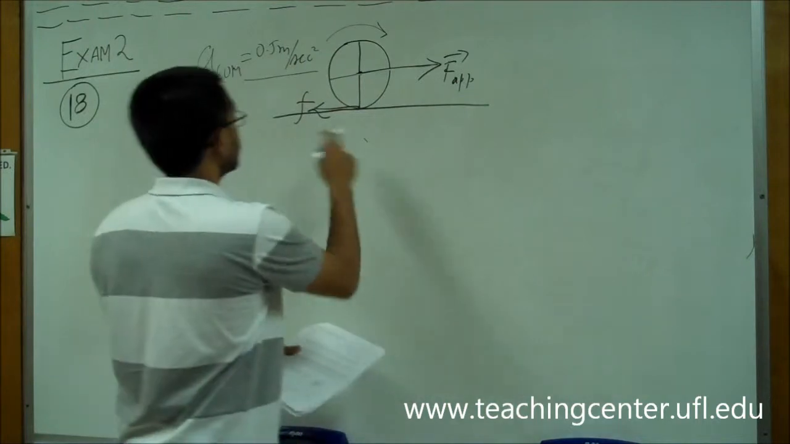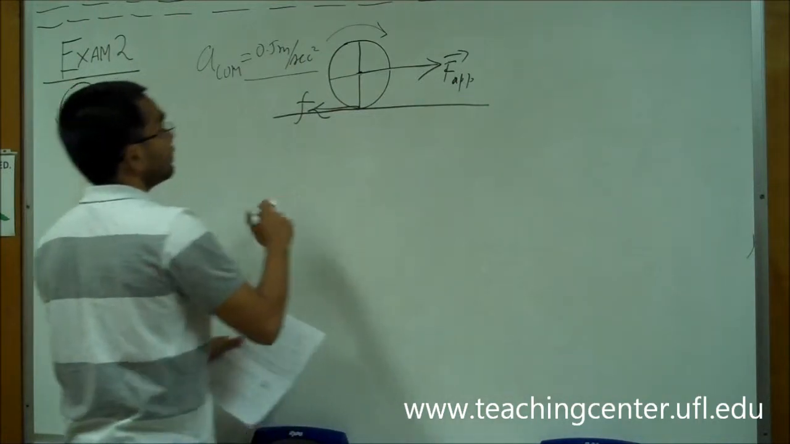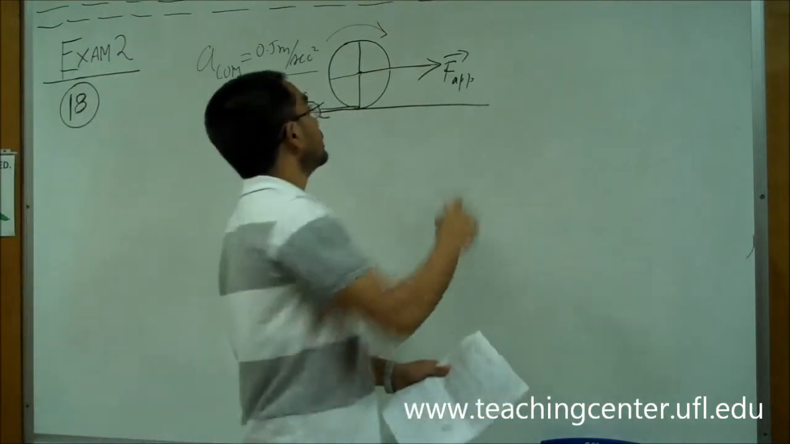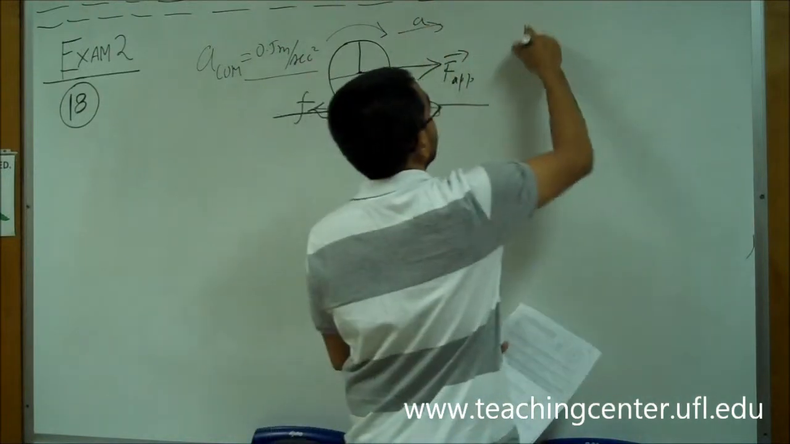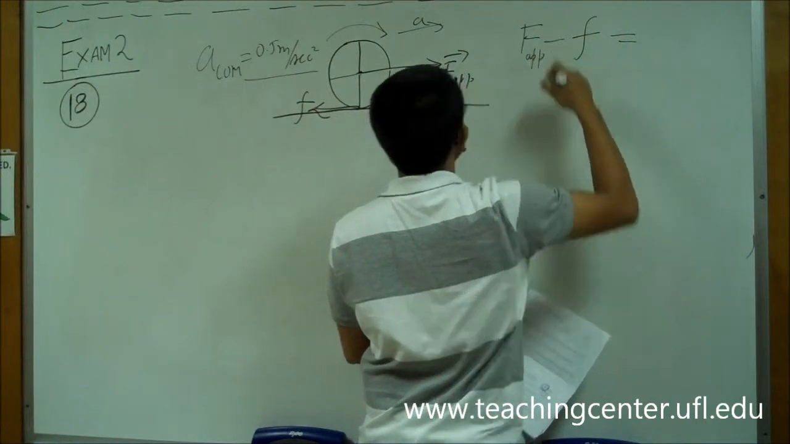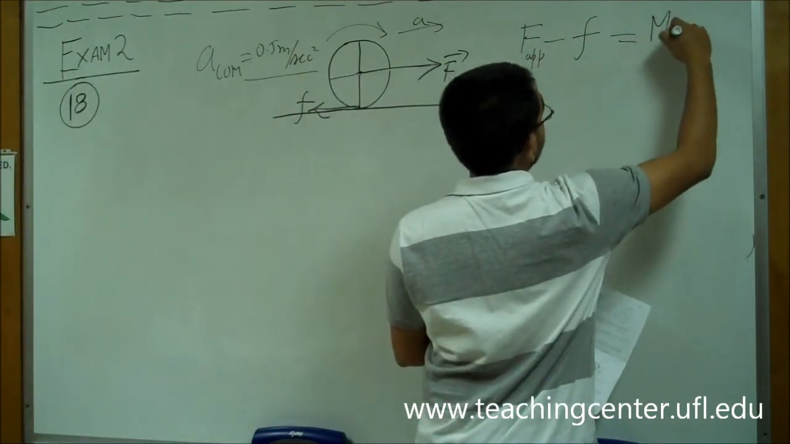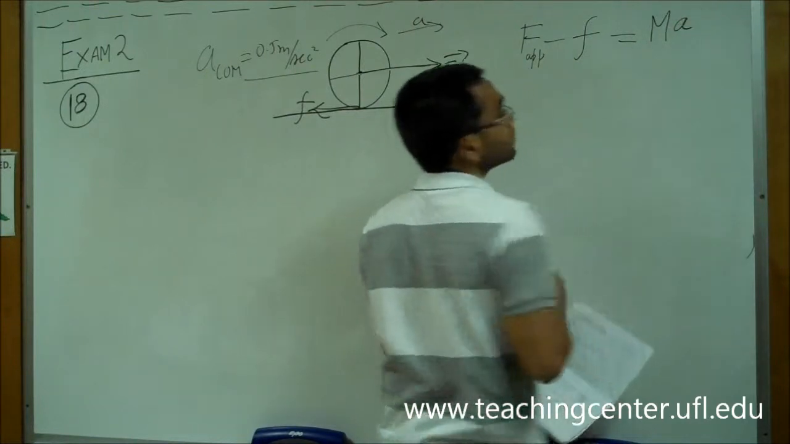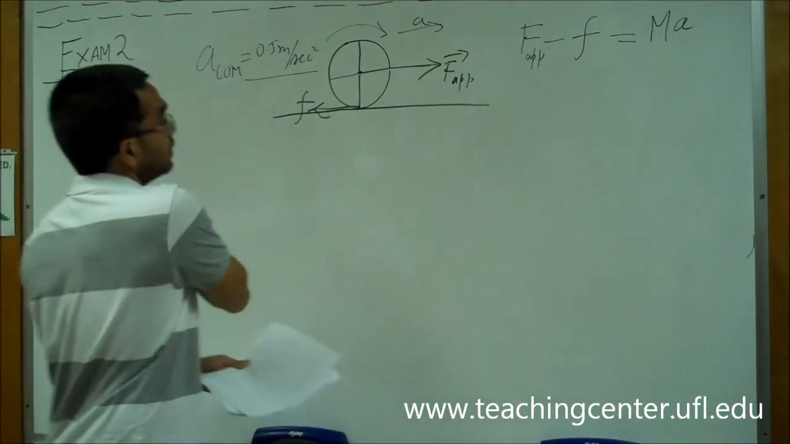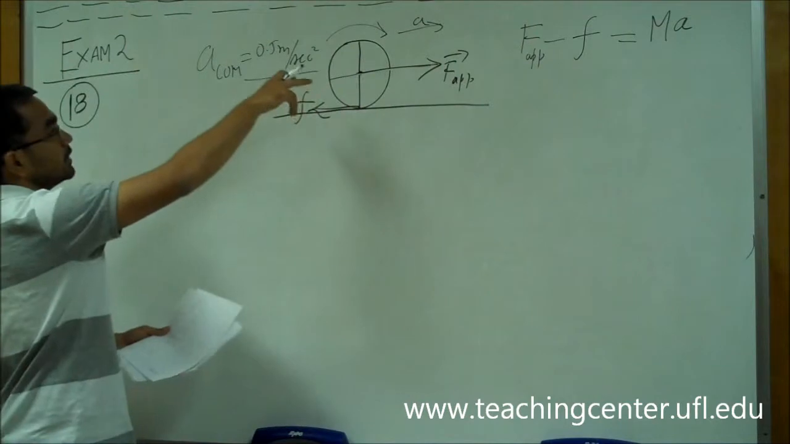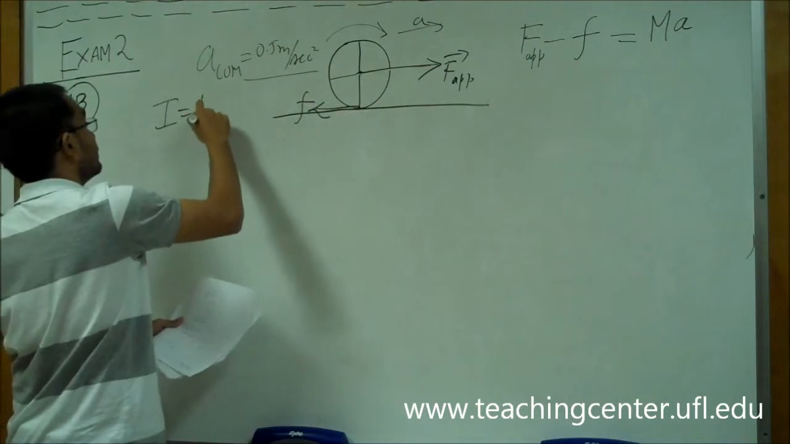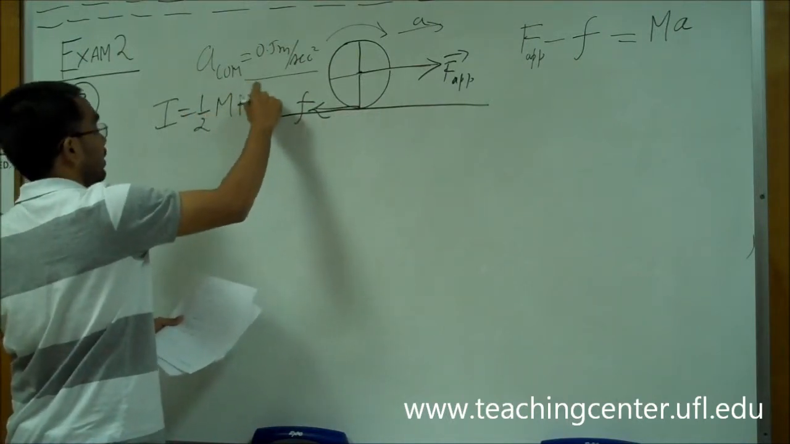And this friction is what we take into account, and we write our first equation, which is an equation of translation in the horizontal direction. So since acceleration, let's say, is this way, then F minus friction is equal to ma. Right? And once again, if it's a cylinder rotating like that, you can treat it as a circular disc, and I is equal to half mr squared.